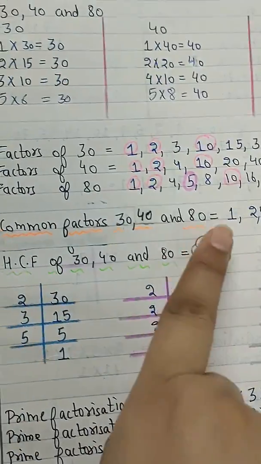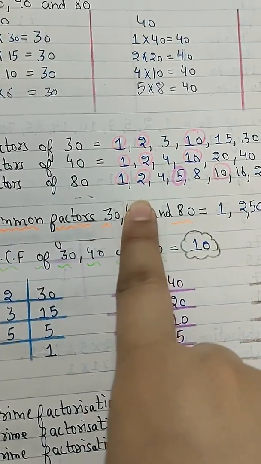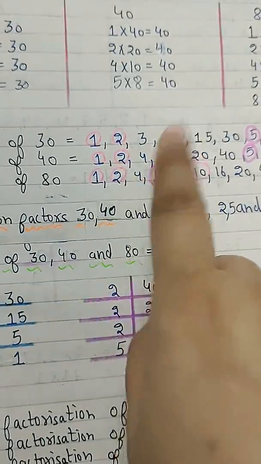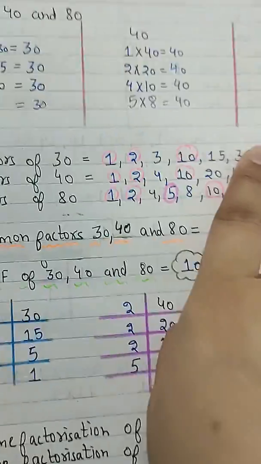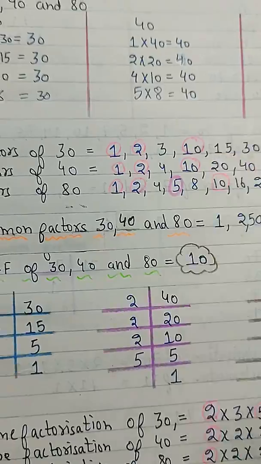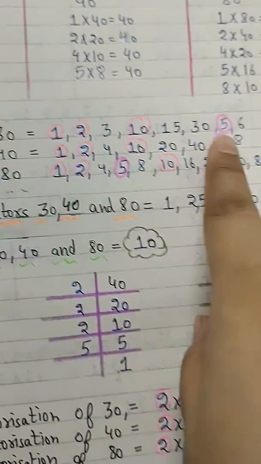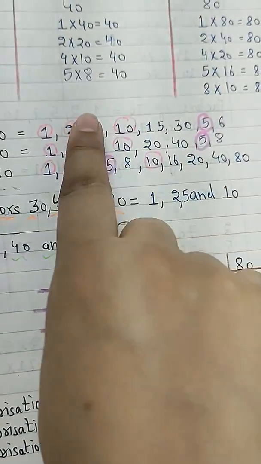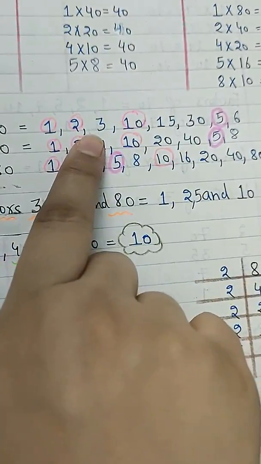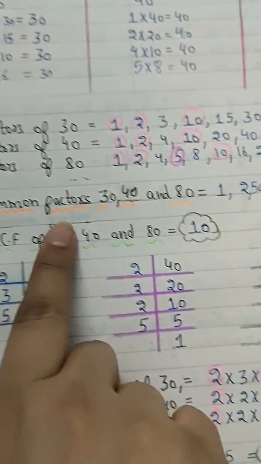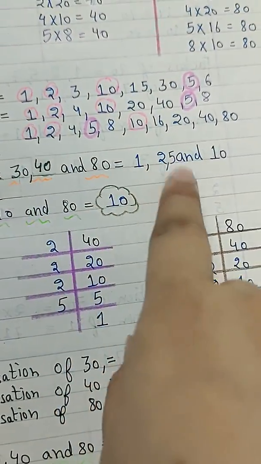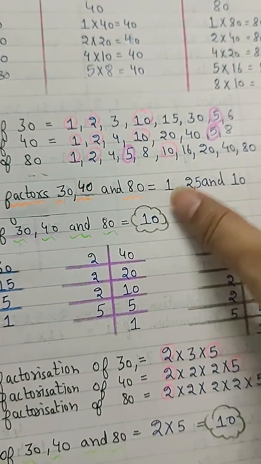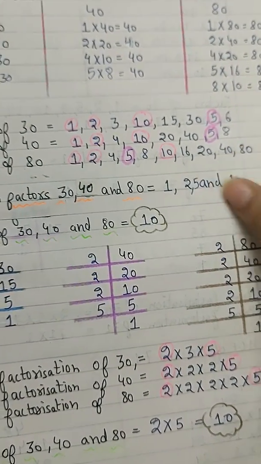So 1 is common, 1 we have circled. 2 is common, very good. 3 is not, 40 does not have it and 80 does not have 3, so we are not going to circle it. 4 also, it does not divide 30, 30 does not have 4 as a factor, so we are not going to circle 4. Then 5 is common in all 3, so we circle 5. Afterwards we have 10 common, so we have written all the common factors of 30, 40, 80: 1, 2, 5, 10. Okay, now which number is the biggest here? Out of 1, 2, 5, 10, which is the biggest number? 10 is the biggest.